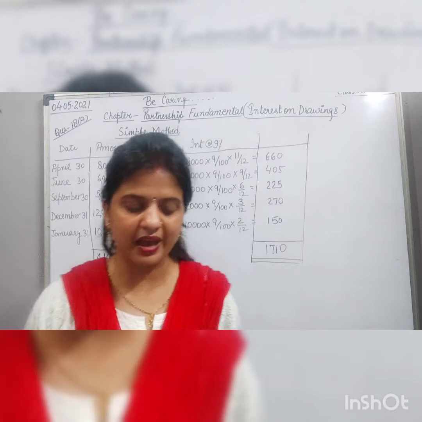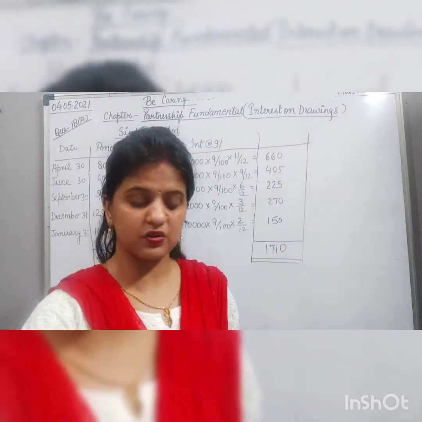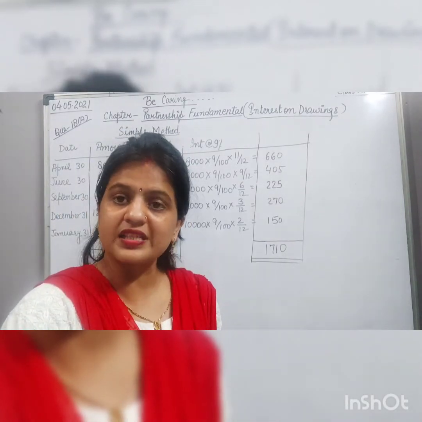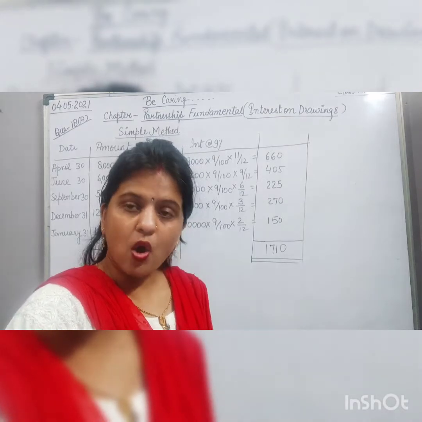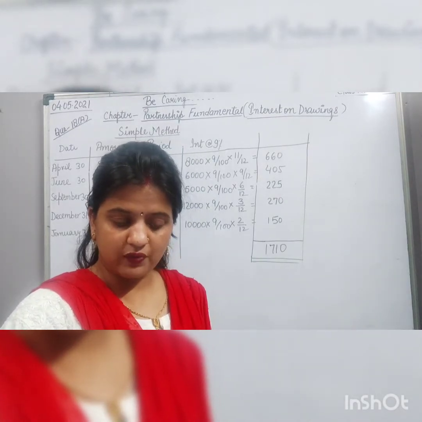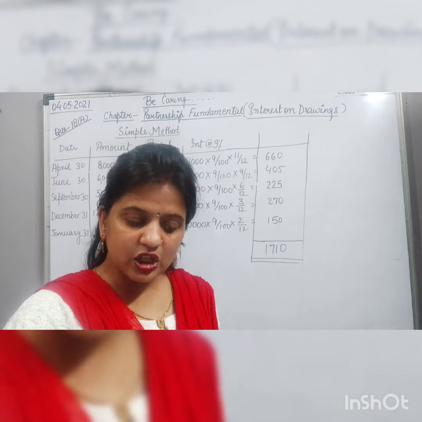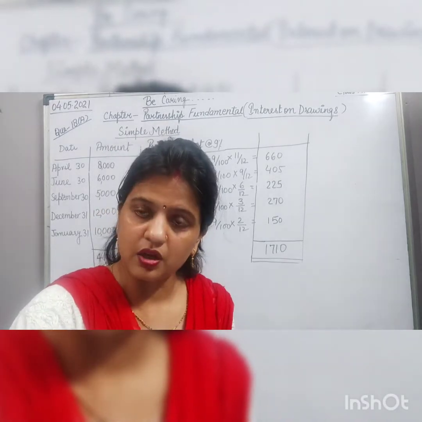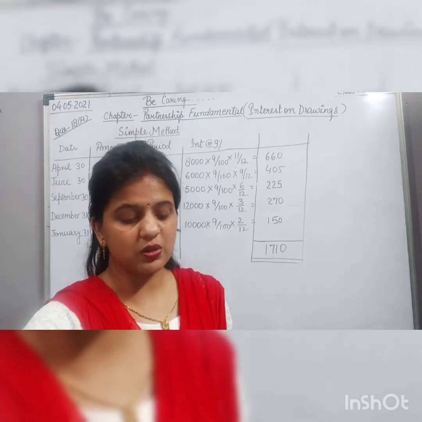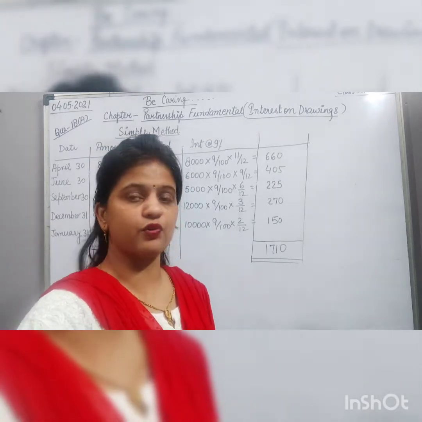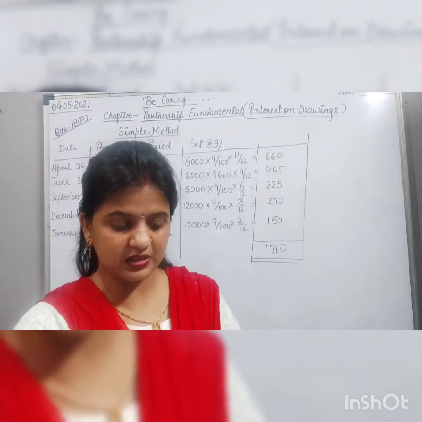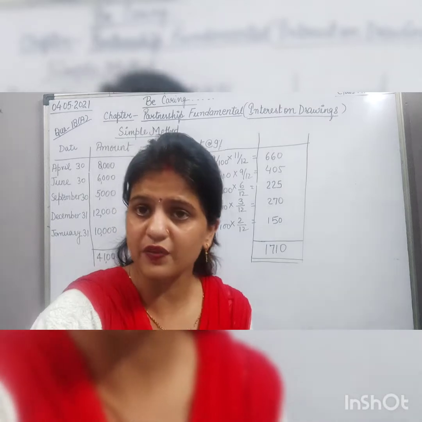So as per simple method, as we know that under this method, interest on drawing is calculated separately, on each amount of drawing from the date of drawing till the close of accounting period. Okay, so the accounting period, if it is given from 1st of April till 31st March, then it will be closed on 31st March.